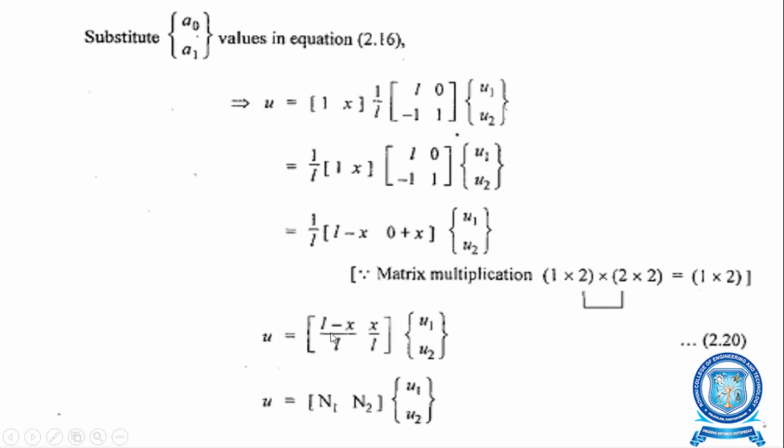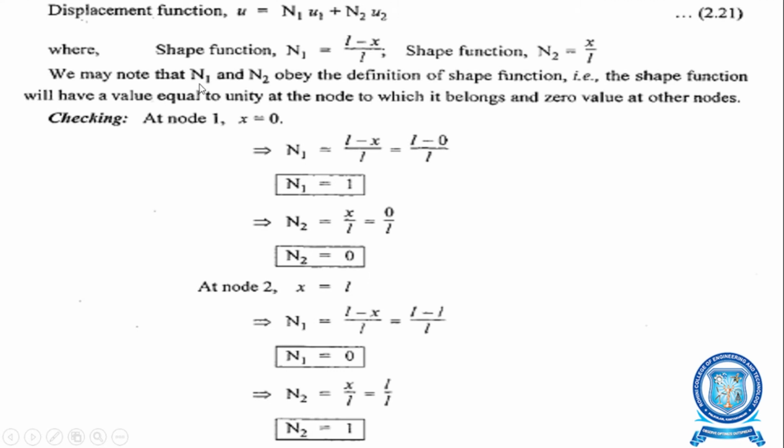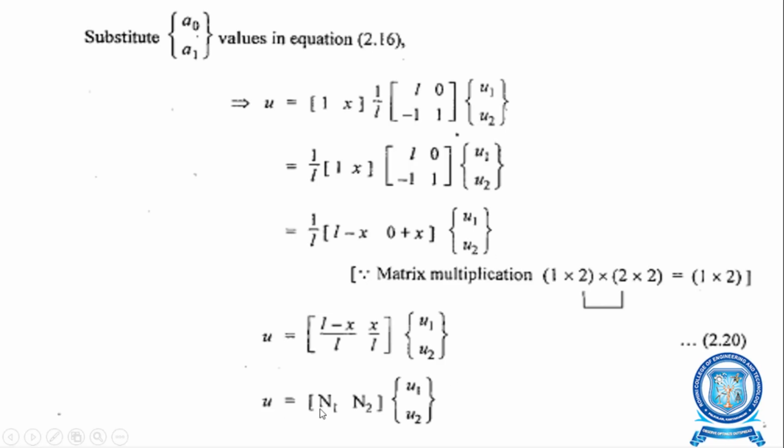So u is equal to [(L minus x) by L, x by L] times u1, u2, which is u equal to the matrix of N1, N2 times the vector of u1, u2. Now the displacement function is u is equal to N1 u1 plus N2 u2, by cross multiplication.